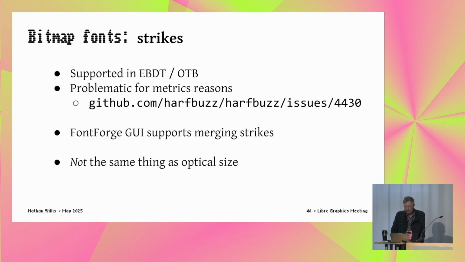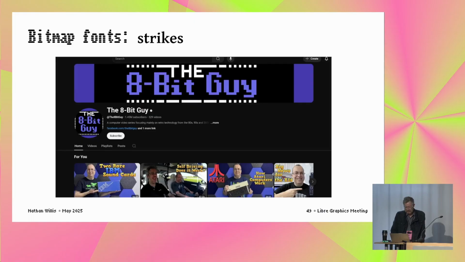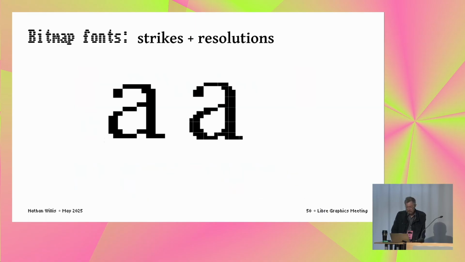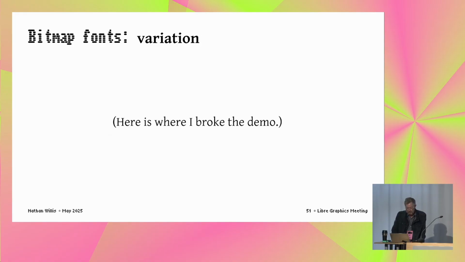But you might think it's the same as optical size, but it's really not. Optical size is not what the strike is the way we're using it today. It's a design feature. And besides, the optical size axis is meant to be applied automatically when rendering, not be user controllable. And then again, there's the resolution. These are both 24 pixel designs. One is from the 75 DPI, one is from the 100 DPI. So the full experience of trying to have the whole family work this way is incorporating both of those.